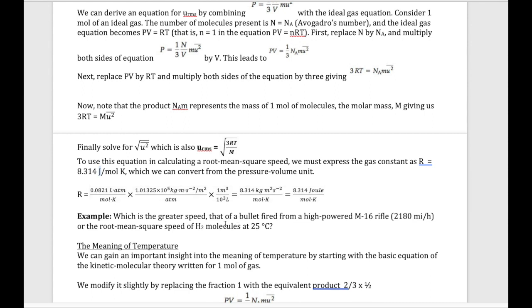Why energy? Because remember, we're talking about the kinetic energy of these gas particles that are moving. Joules is a unit that in the SI unit system is expressed as kilogram meter squared per second squared. And so that's why we do this conversion to take it from liter atmosphere to kilogram meter squared per second squared, and that ends up giving us 8.314 as the value.